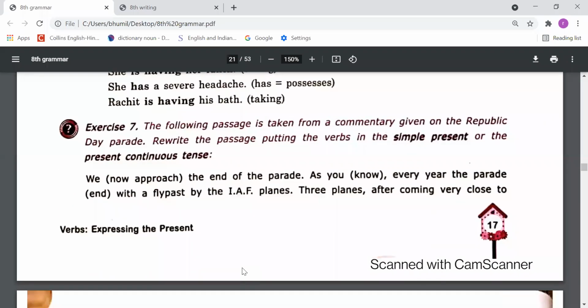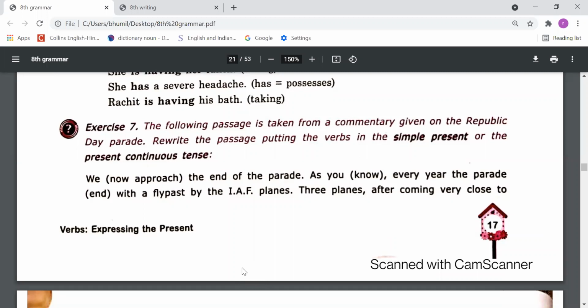Now, look at exercise number 7. The following passage is taken from the commentary given in the Republic Day Parade. Rewrite the passage, putting the verb in simple present and present continuous tense. So, dear students, in this exercise, you need to mention the present continuous tense and simple present tense according to the need of the sentence. One or two sentences I tell you, and the rest you will have to do by yourself. Like, "We now approach the end of the parade." So, we can say, "We are now approaching the end of the parade."